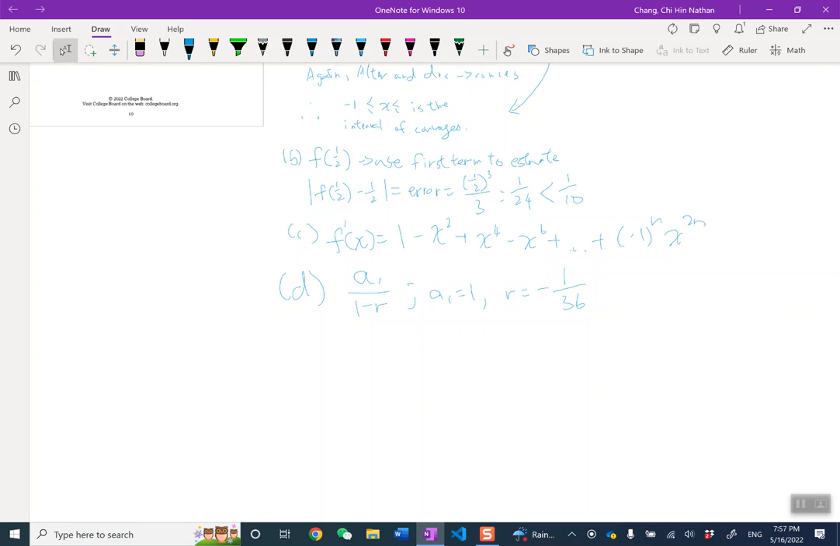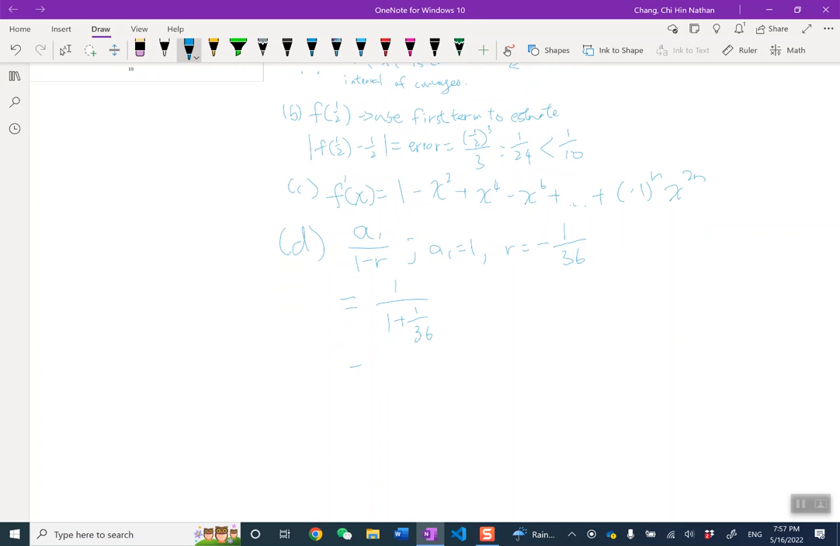So the first term is just going to be 1, over 1 plus 1 over 36. Easy, right? So this equals 1 over 37 over 36, which equals 36 over 37. And this is part D.